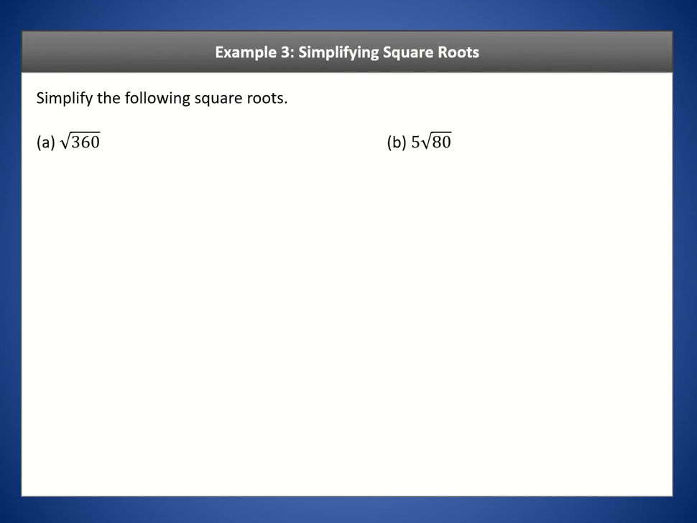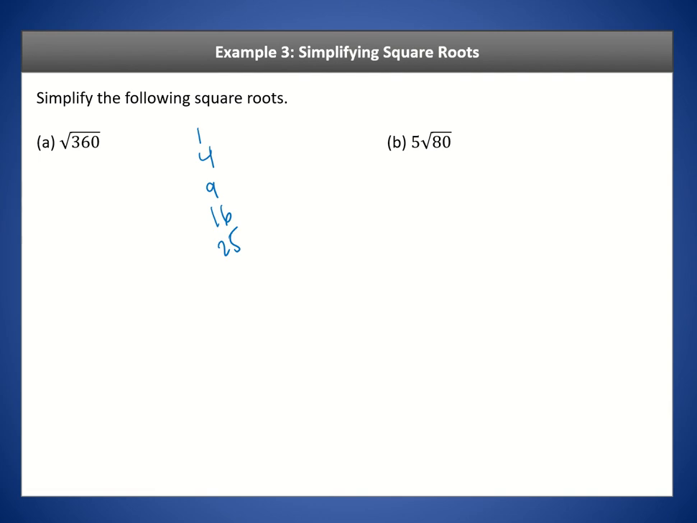So what we want to do here, in order to simplify the square root of 360, is break this down into its factors such that one of them is a perfect square. Remember that a perfect square is, for example, 1 because 1 squared is 1, 4 because 2 squared is 4, 9, 16, 25. Those are perfect squares because you can take the square root of them and get nice whole numbers.